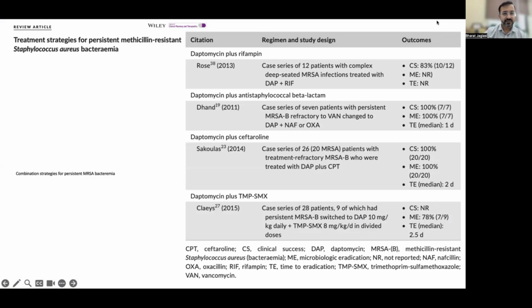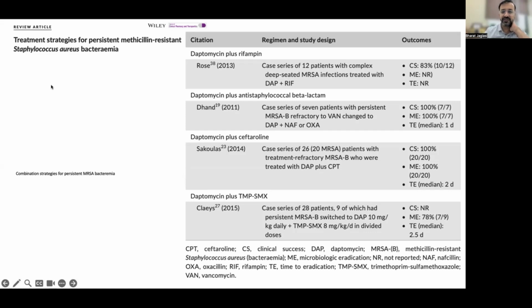So, the treatment regimens for persistent Staph aureus bacteremia. There are various regimens which have been looked into. If you look at the Rose trial, that's 2013, where daptomycin plus rifampicin was used, what they found was clinical success was 83%, but the time to microbiological eradication was not reported. In another study by Dan in 2011, where daptomycin along with an anti-staphylococcal beta-lactam was studied, the clinical success was 100%, microbiological eradication was 100%, and the median time to eradication was 1 day.